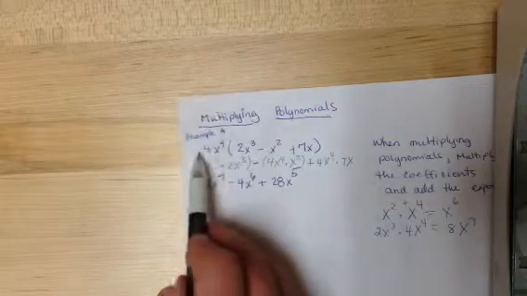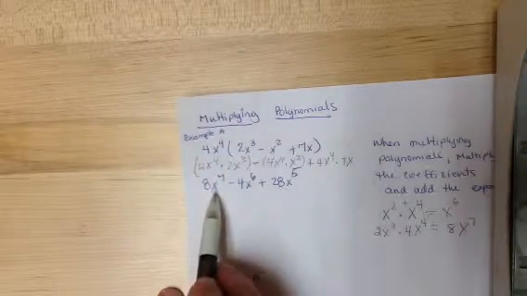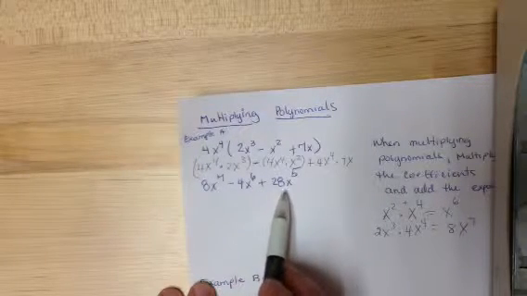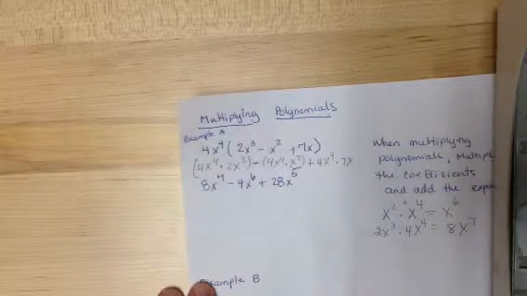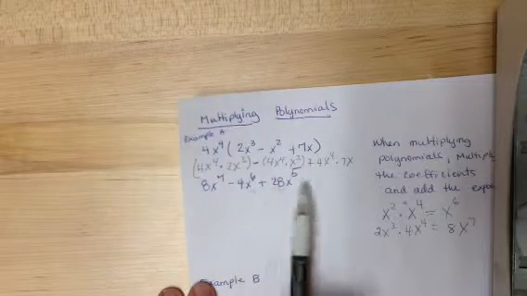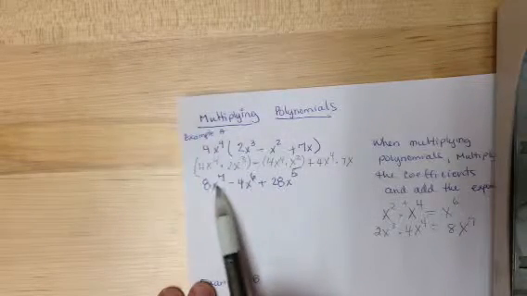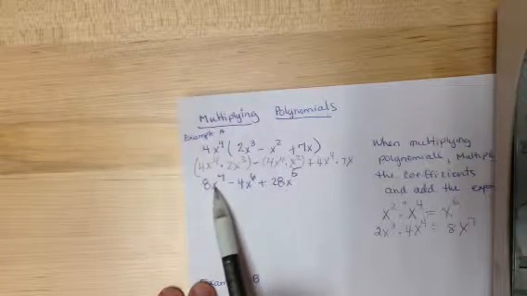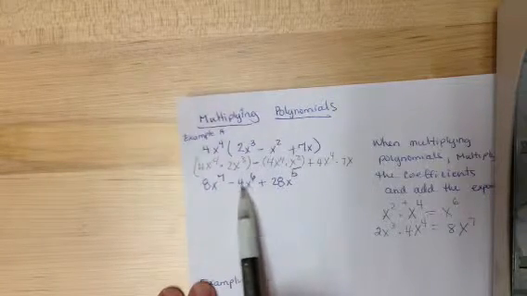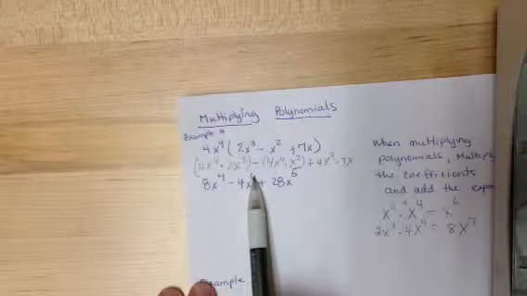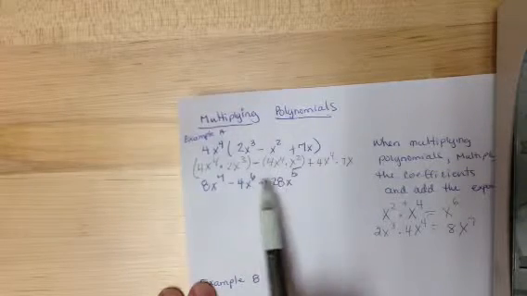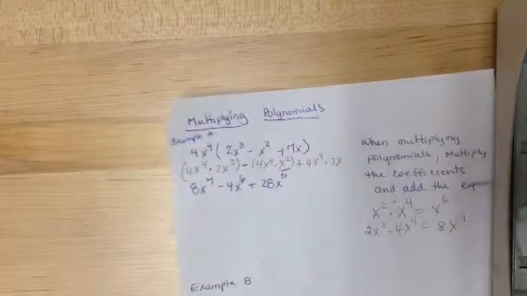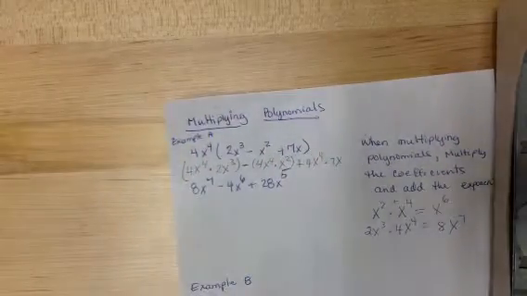Final answer: this expression is equivalent to 8x to the 7th minus 4x to the 6th plus 28x to the 5th power. Notice I cannot combine these monomials because all of them have different powers. I can't combine this 8x to the 7th with this negative 4x to the 6th. Therefore, I leave it the same, as well as this one. I can't combine this with any of these because they're all to different powers. So I have to leave it like that.